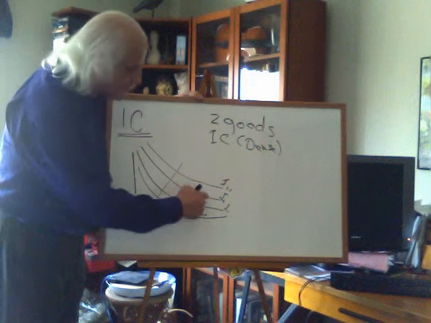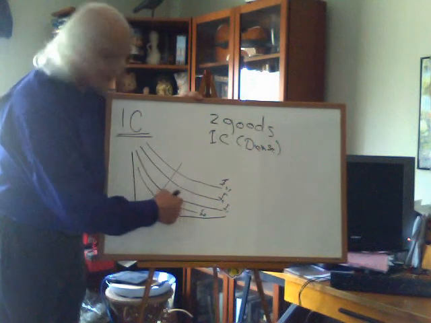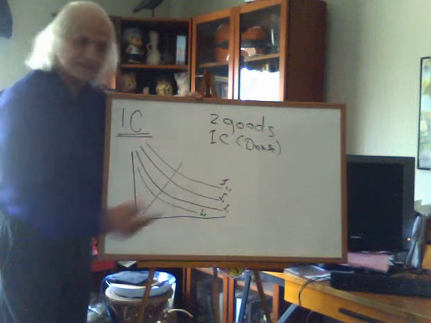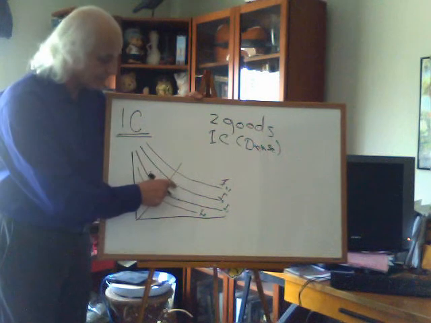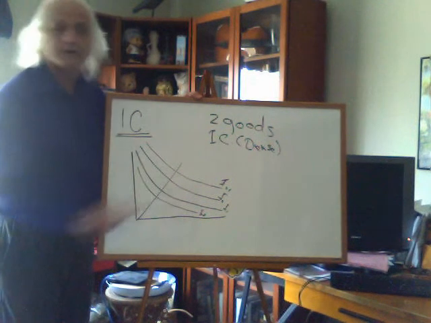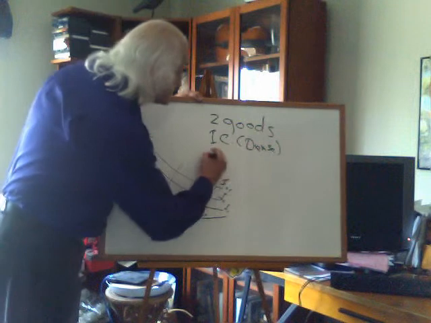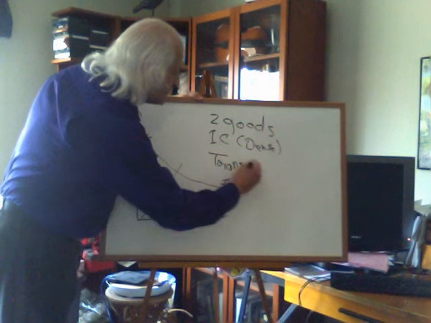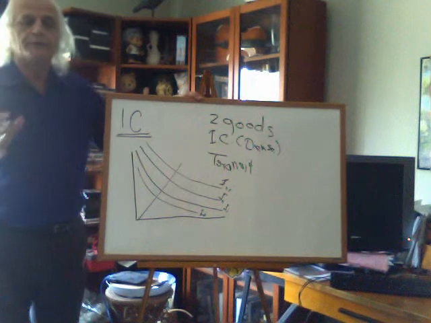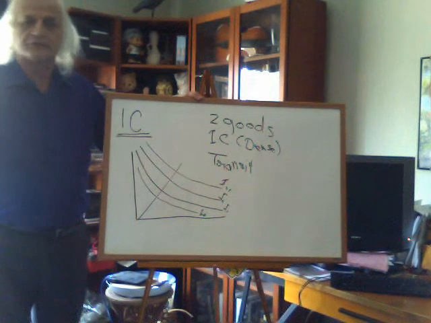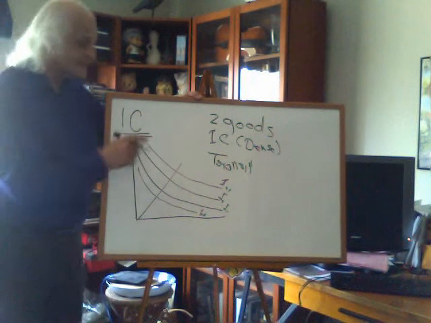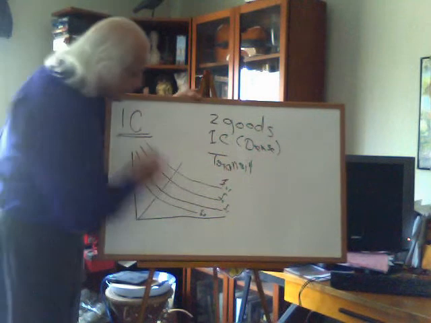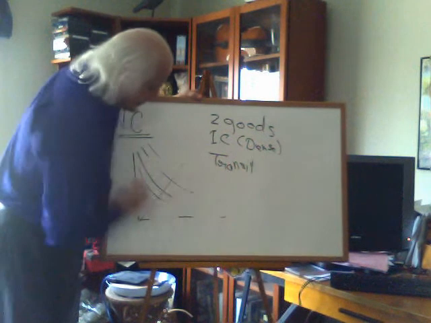prefer something on I sub 2 over I sub 1, and I've already indicated that I prefer I sub 1 over I sub 0, then by definition I prefer I sub 2 over I sub 0. This is what's known as transitivity. If you prefer A to B and B to C, therefore you prefer A to C. Now this has great implications for the graphical representation of this model.